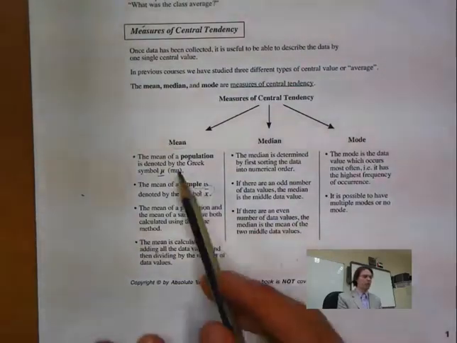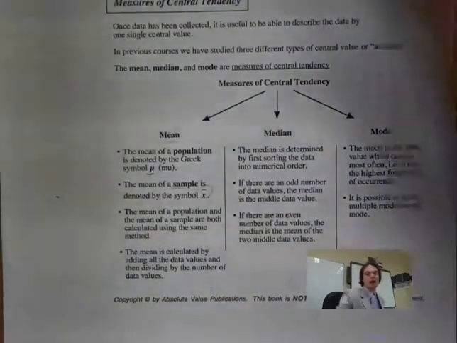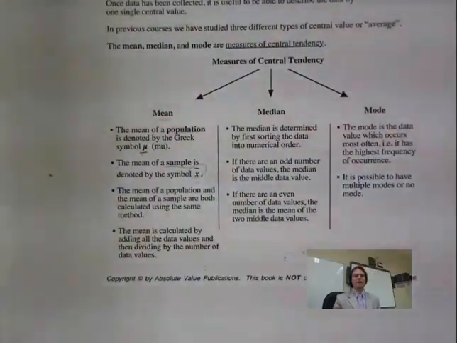So if it's the whole population, we use mu. If it's just a sample, we use x with a bar on top. They're calculated the exact same way, it's just so we know whether they are using the whole population or just part of the population. And the mean is calculated, like I said earlier, by adding all the data values together and then dividing by the number of data values.